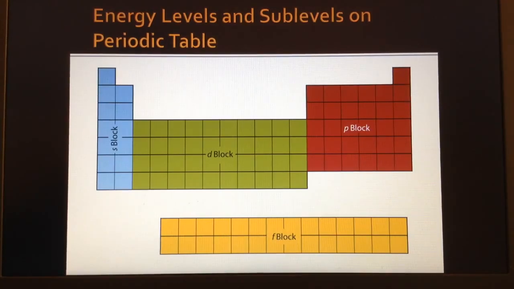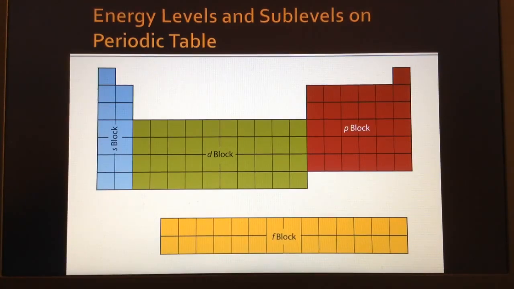The far right-hand side of the periodic table, where we have our metalloids, nonmetals, noble gases, kind of the random scattershot of types of elements, we have the P block. So we have 2P, 3P, 4P, 5P, and 6P. And the very bottom, with the lanthanides and the actinides, that's the F block. So we have 4F and 5F.